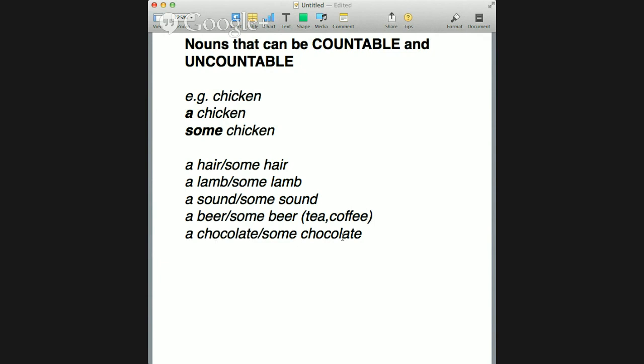What's the difference, David, between a chocolate or some chocolate? A chocolate could be a bar of chocolate. Nice try. Actually, if you say a chocolate, you're talking about a box of chocolates. You know how you can get a box with little mini chocolates, like roses or something? That's what we'd call a chocolate. If you say some chocolate, you're probably talking about a bar of chocolate, okay?